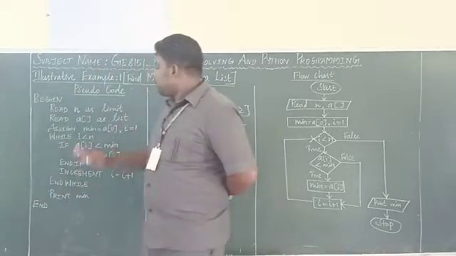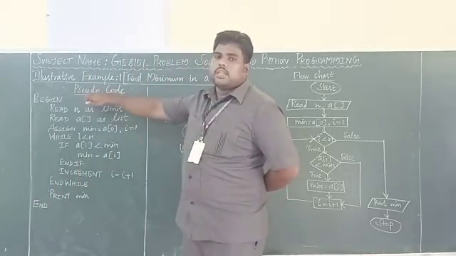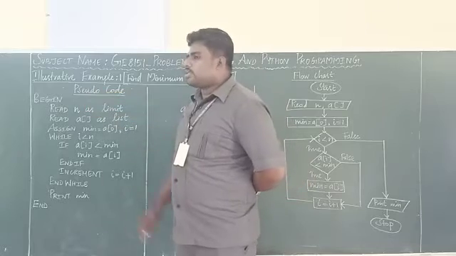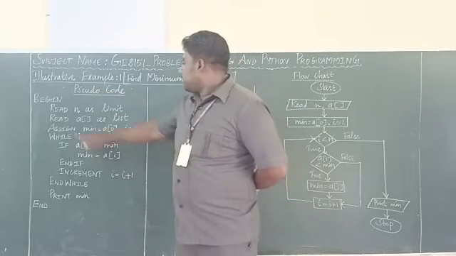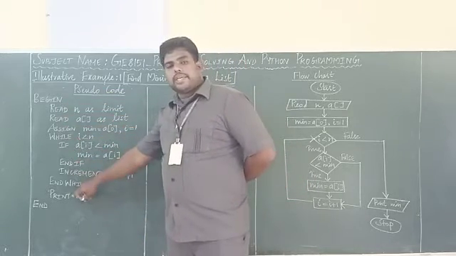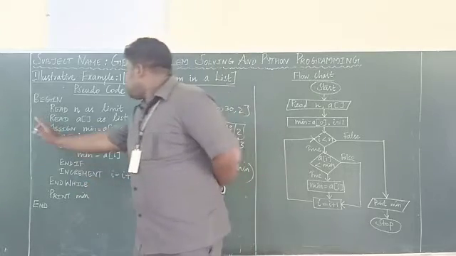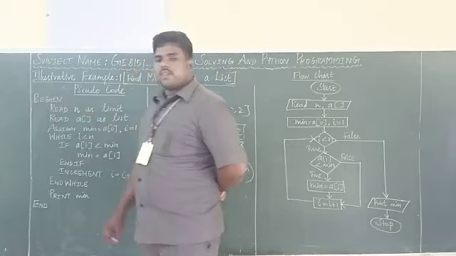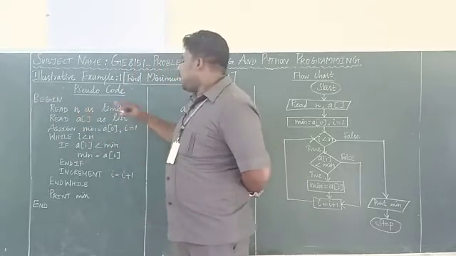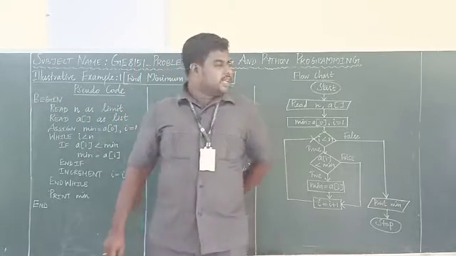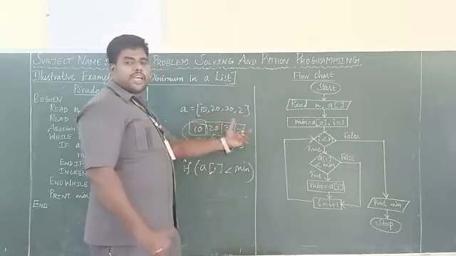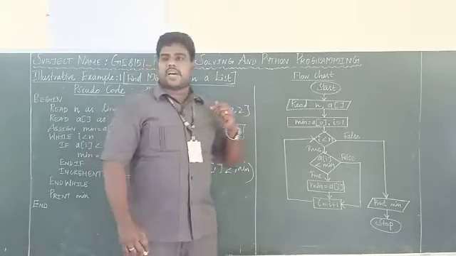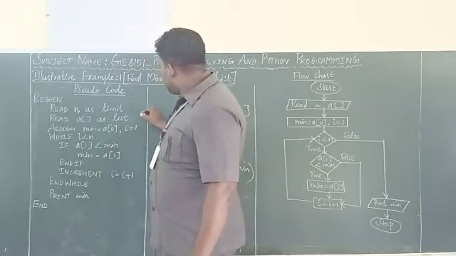So here I am going to write it in pseudocode. First, use the keyword BEGIN to start the pseudocode. Then READ. All the keywords should be in capital letters and you have to follow the indentation. Indentation means this space. Read n as limit. What is n? n is nothing but the number of elements in the list. So what's the n value here? The n value is 4.